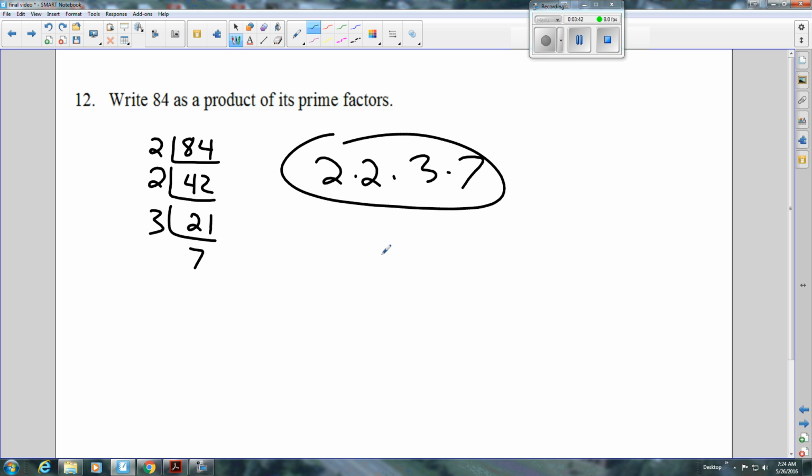Write 84 as a product of its prime factors. That means 2 times 2 times 3 times 7. I broke them down using the ladder method here. If you're writing them as a product of their prime factors, it's saying, what are all the prime numbers that make up this number?